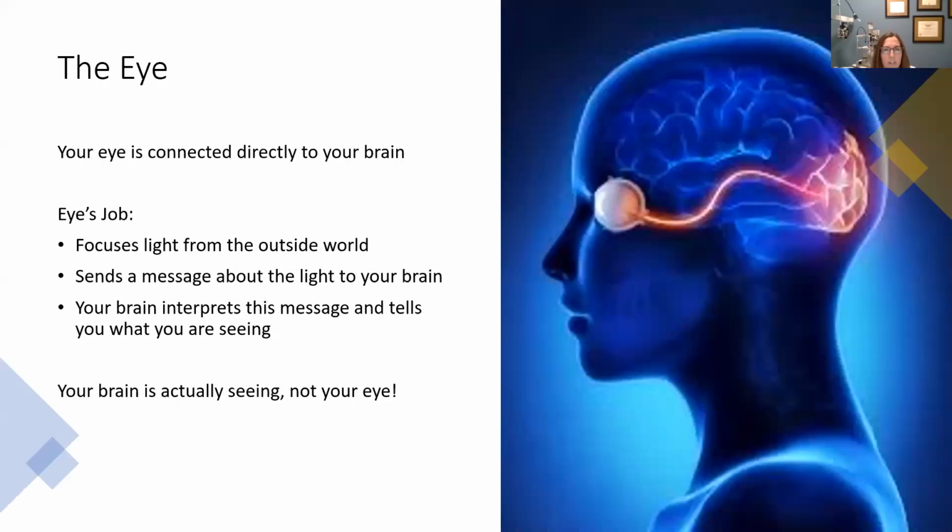So before we talk about digital devices, I just wanted to talk a little bit about the eye itself. The eye is connected directly to your brain. It is part of the central nervous system. Basically the eye's job is to focus the light from the outside world. What you're seeing, the eye focuses to the back of the eye, where it sends that message to your brain. And then your brain interprets that message to tell you what you're seeing. So in reality, it's actually your brain that's seeing and not your eye.